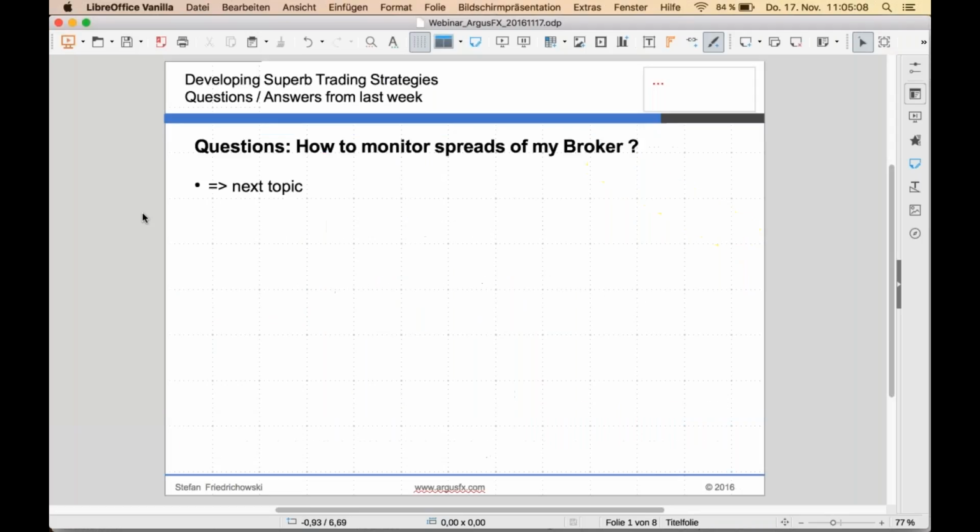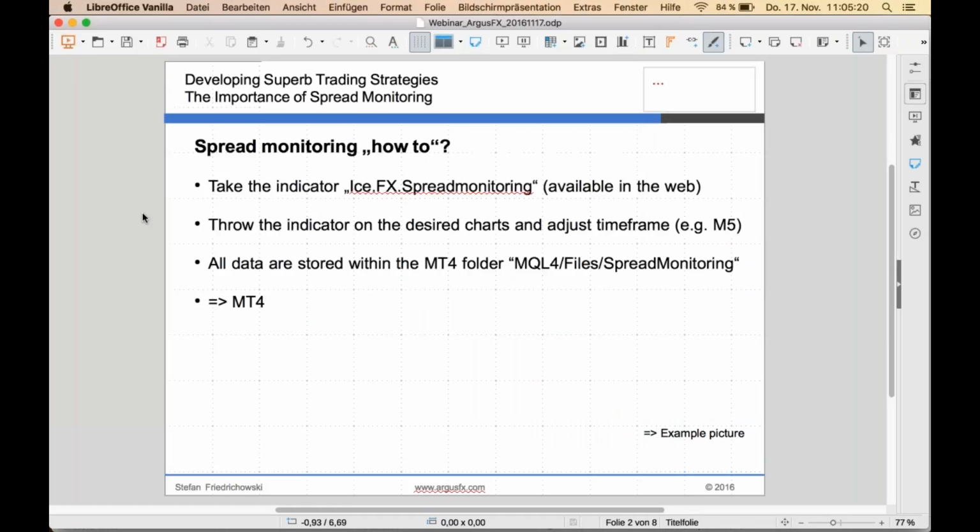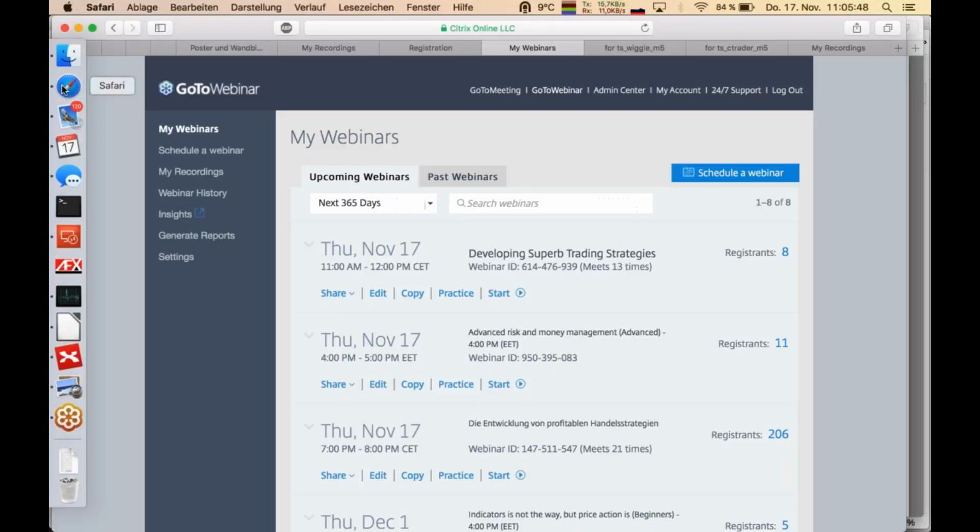I mentioned already that there has been a question around how to monitor the spreads of my broker, and I mentioned that I not only want to give you the answer in a few words, I want to raise it to a complete topic here as well, and that is a how-to for spread monitoring. And there is an indicator available in the web, and the name of that indicator is ice.fx.spread monitoring. And if you simply enter those in a web browser, I will do it here just a second.